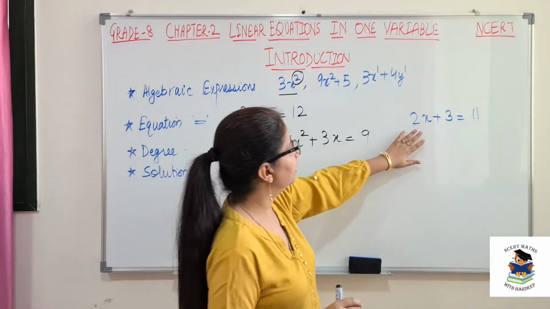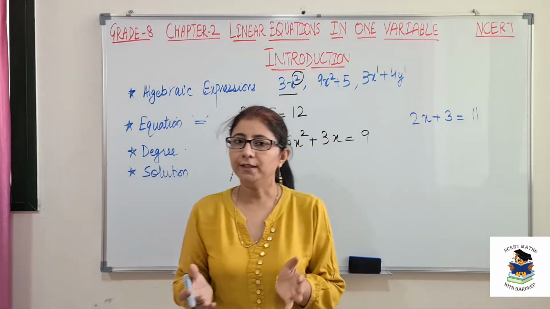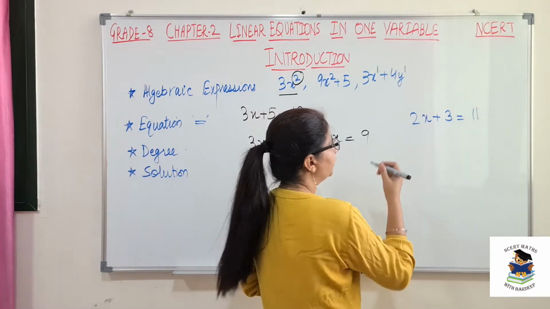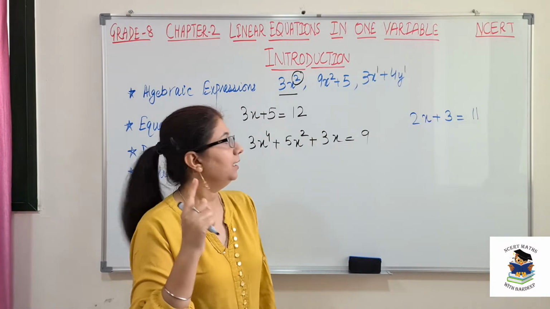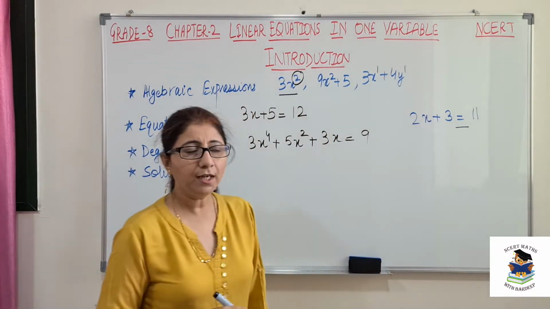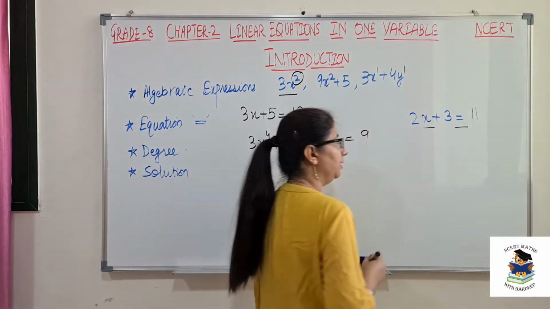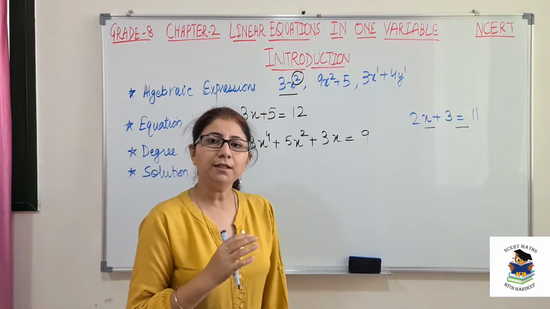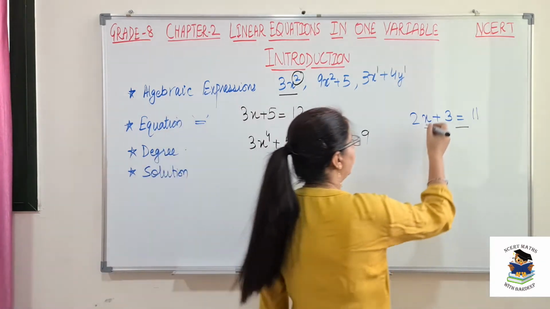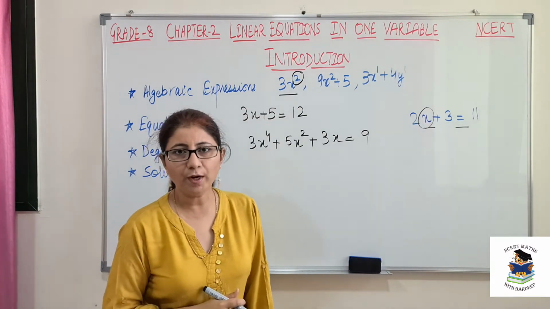Suppose I am writing it here, 2x plus 3 is equal to 11. Let's see whether this is a linear equation in one variable or not. So here, the first thing I told you is that the equality sign should be present. So yes, we have the equality sign. Second thing is only one variable should be there. Yes, we have only one variable, x. And the third thing is the degree of that variable should be 1. So yes, we have degree as 1. So this is a linear equation in one variable.